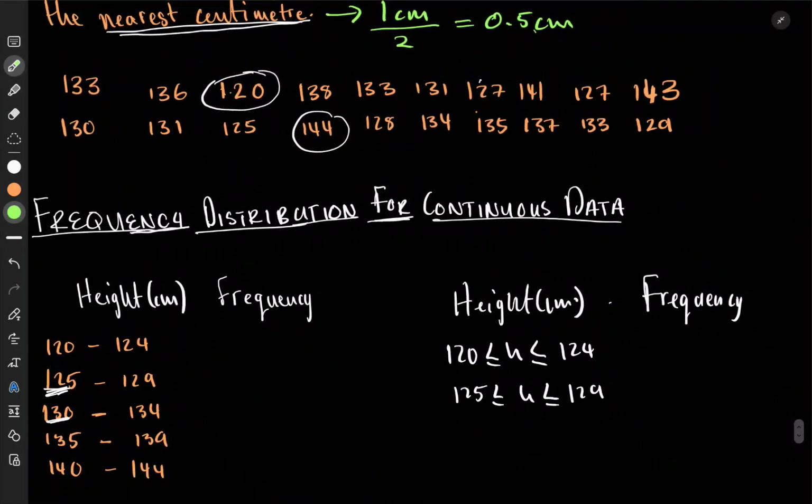I go and see my values. So 119 to 124.5. Don't forget that. But they should be less than 124.5. So 120 is one of them. It's just greater than 119 but less than 124.5.